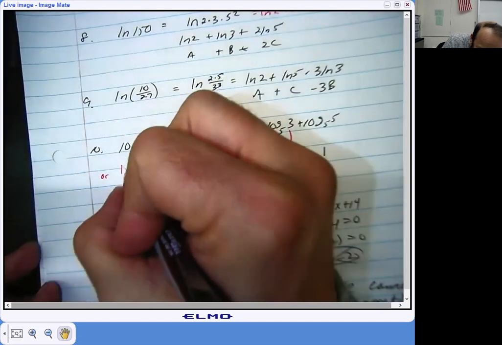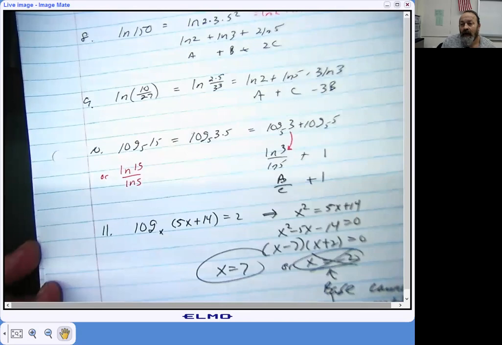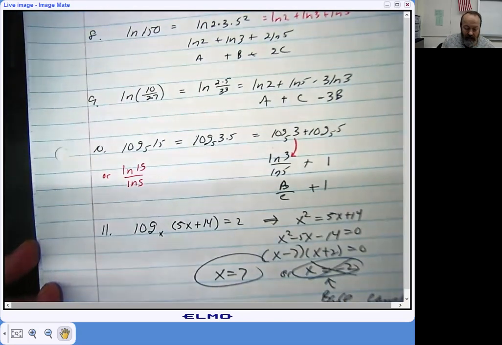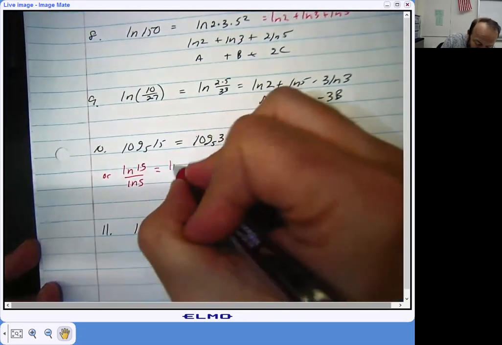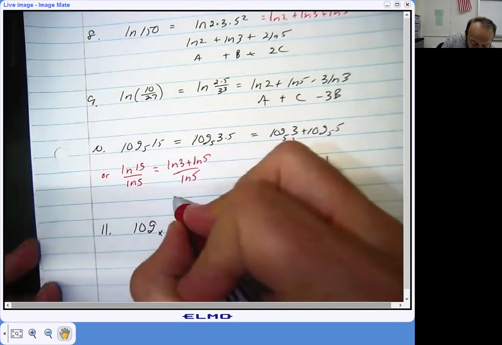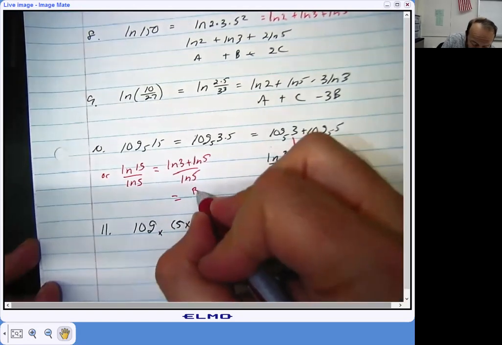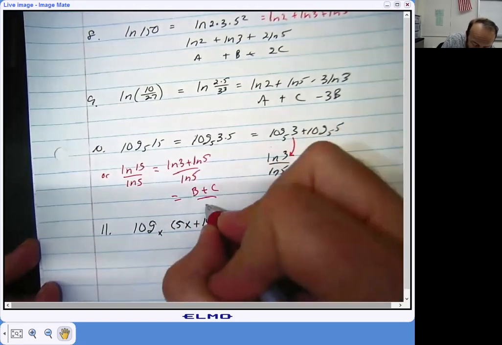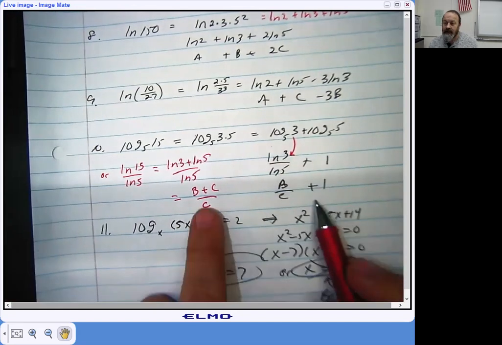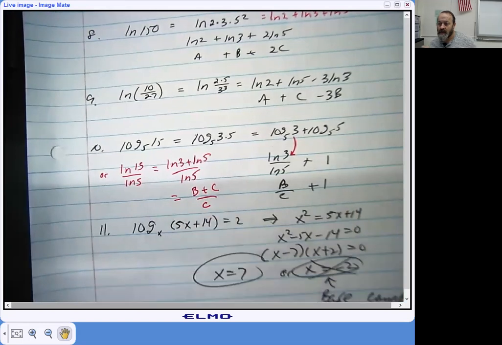We could have done the natural log of 15 over the natural log of 5. We could have just jumped right to that change of base formula, which is the natural log of 3 plus the natural log of 5. And then if you look back, the natural log of 3, of course, is B. The natural log of 5 is C, over C. And if you look at this carefully, this is B over C, and then C over C is 1. And that actually does work.